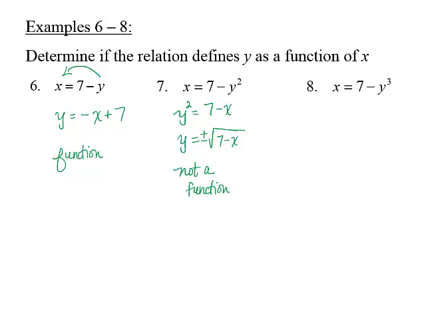Number 8, x equals 7 minus y cubed. Very similar to the rest, so if I add the y cubed to each side, subtract the x, I get y cubed equals 7 minus x. So y is the cube root of 7 minus x. But each number has only one cube root, so this will be a function. Every x value has only one y value that it corresponds to.